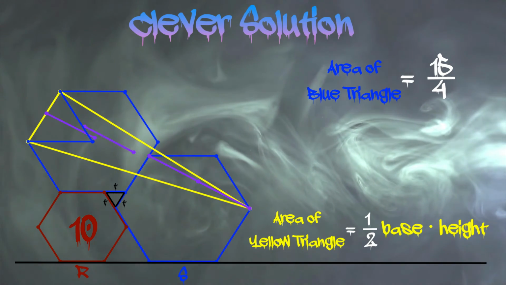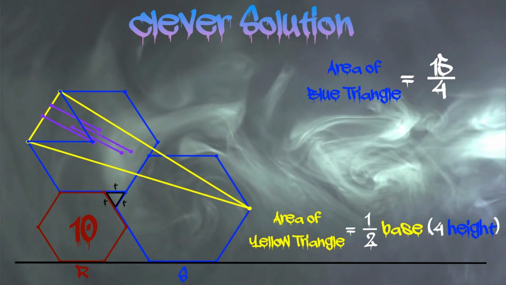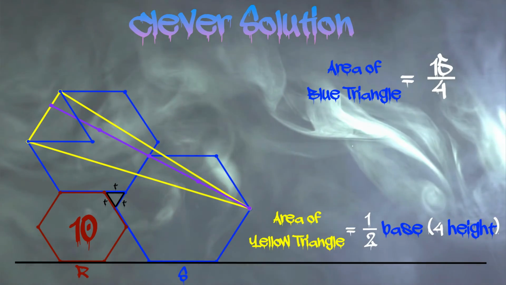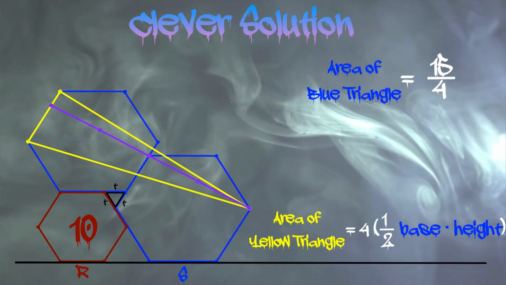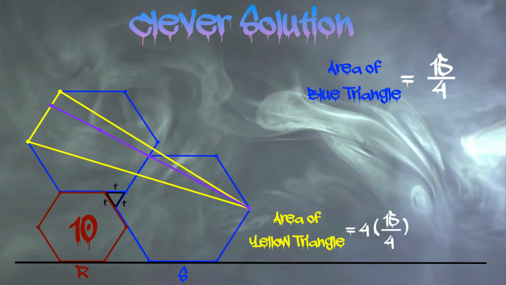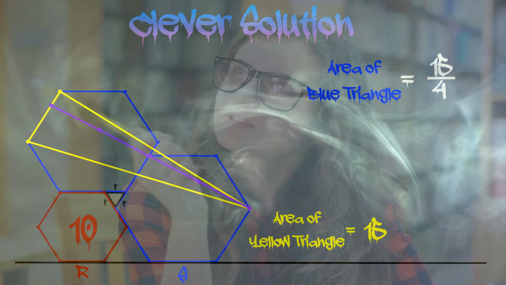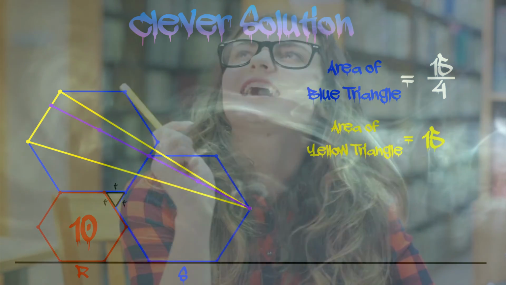Well, as we saw earlier, the height of the yellow triangle is just 4 times the height of the blue triangle. So since the base is consistent between the two triangles, the area of the yellow triangle is just going to be 4 times the area of the blue triangle. 4 times 15/4 tells us that the area of the yellow triangle is just 15. The same answer we got earlier with a lot less algebraic manipulation.